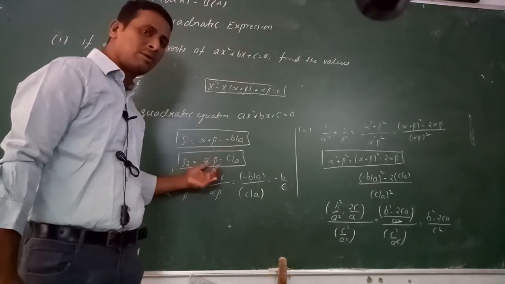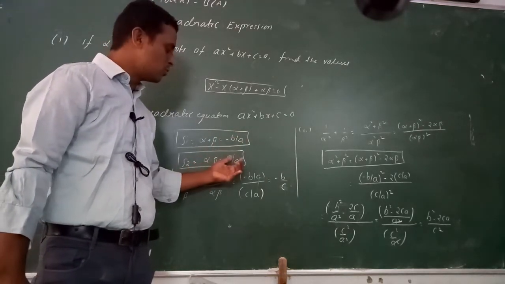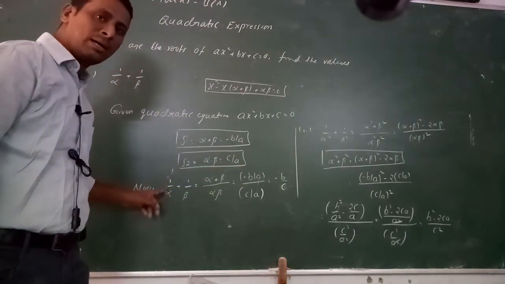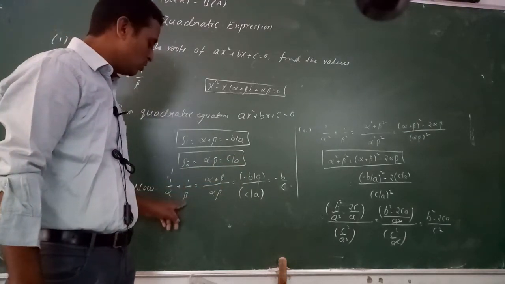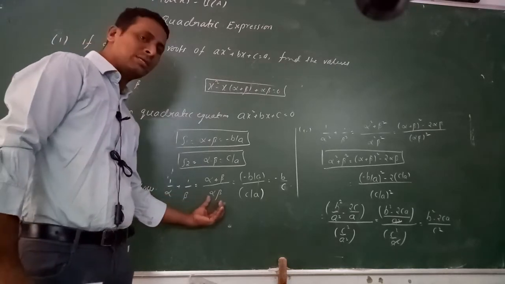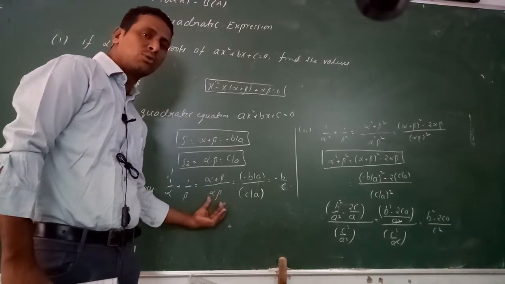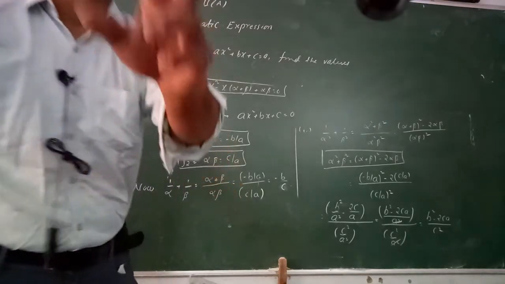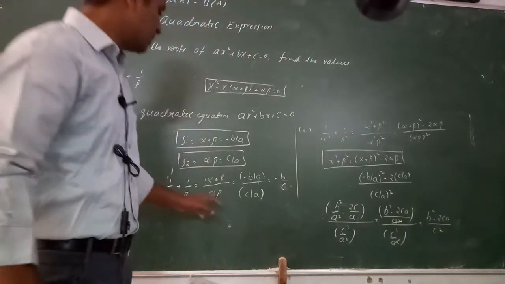Sum of the roots formula, what here? Alpha beta is equal to what? C by a. Clear? Now, first problem: 1 by alpha plus 1 by beta is equal to. How to write here? LCM is what here? Alpha beta. So how to write the numerator? Alpha plus beta. That is equal to what here?